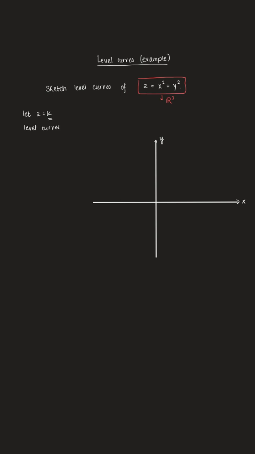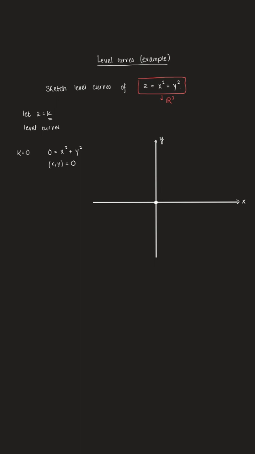So let's start with when k is 0. So when k is equal to 0, that means that we are putting in 0 in place of z into our surface. So we have x squared plus y squared equals 0. And this is only true when x and y are equal to 0, which means that we have the origin as our level curve, which is just a point.